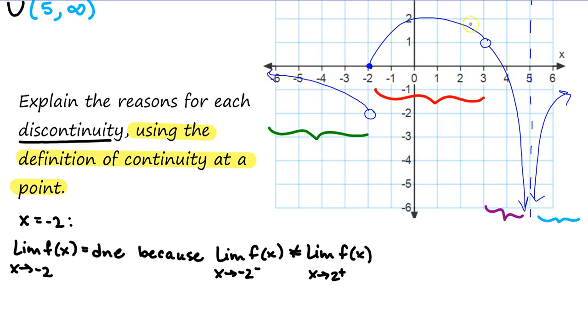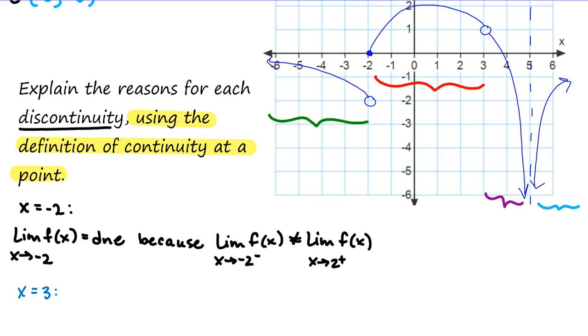The next discontinuity is at x equals 3. Why do we have a discontinuity there? Well, let's see. The limit does exist from the left and the right. We're approaching a height of 1. However, notice there's no closed circle, so there's no point. That means that f of 3 does not exist. There's no function value. And then we also have a discontinuity at 5. Why is that?